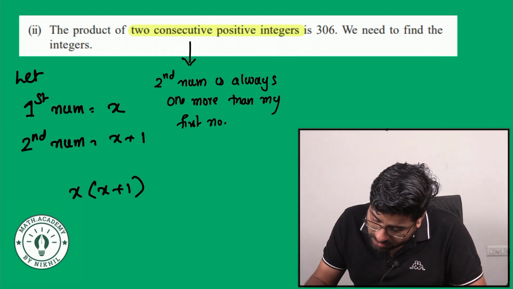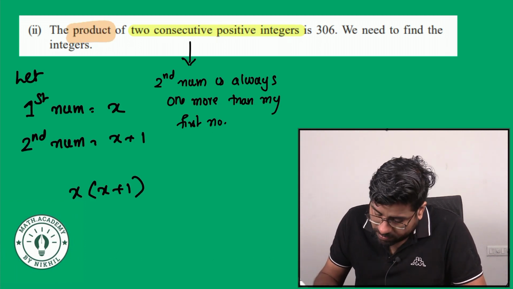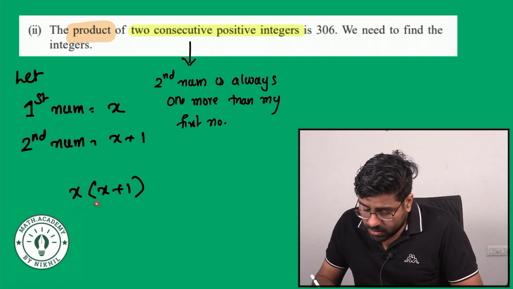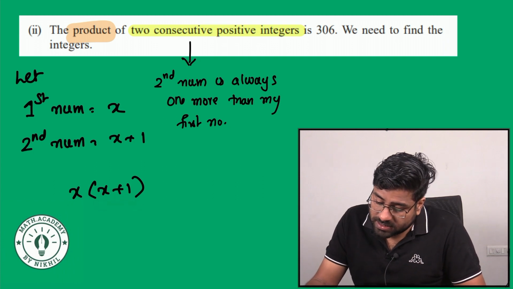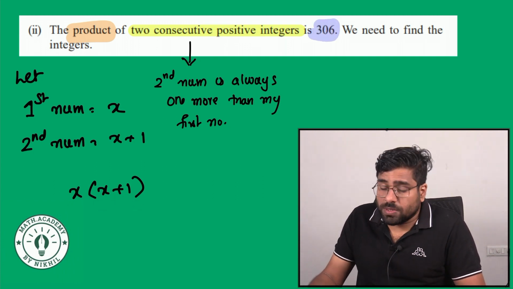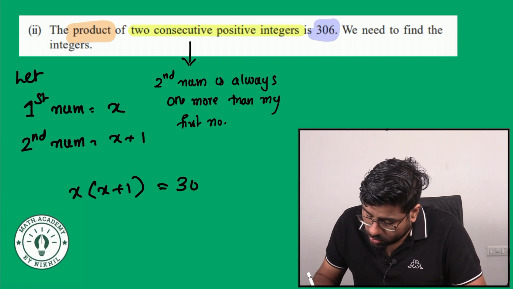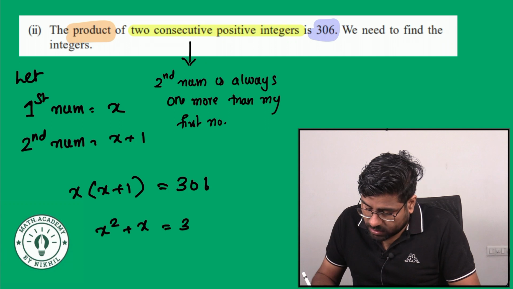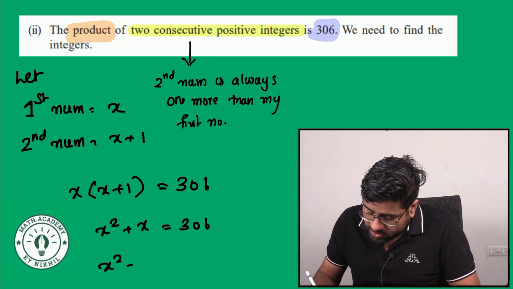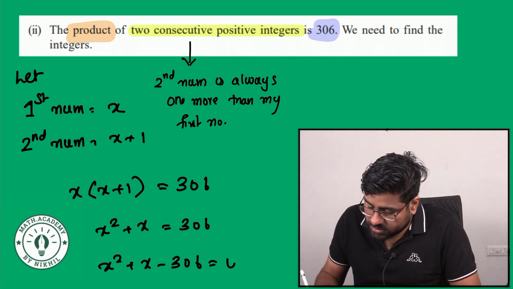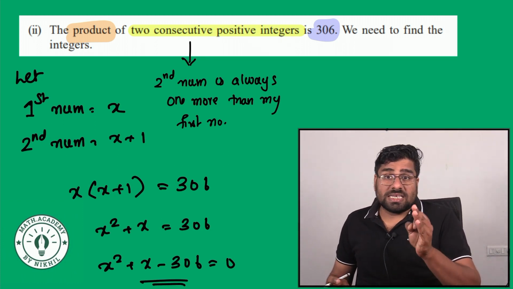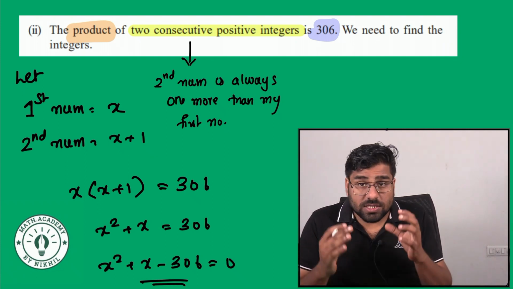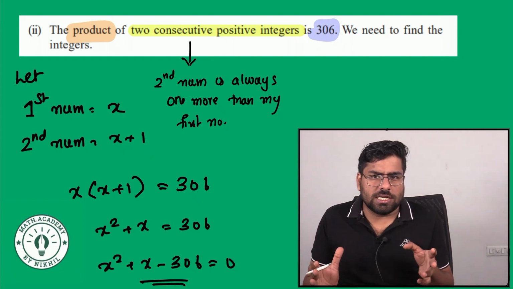You know what is mentioned? They have mentioned the product, which means I have to multiply my first number and the second number. So this is my first number, this is my second number, and the answer of these two multiplied is going to be 306. So I'll write this is equal to 306. Now let's simplify the expression. That is going to be x square plus x is equal to 306, or x square plus x minus 306 is equal to 0. I hope that logic is clear. So this involves a little bit of logical understanding also.